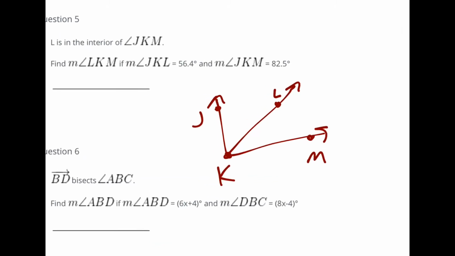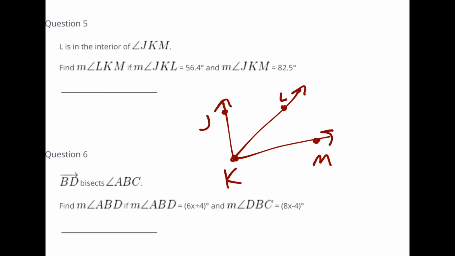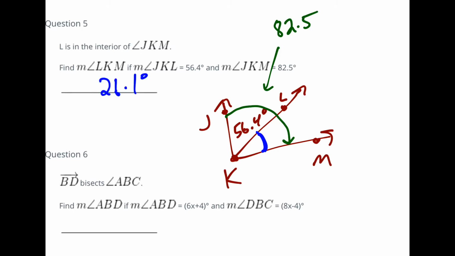Number 5, you have to be careful to label your diagram correctly. This here is 56.4 degrees, but when they give me JKM, that's this entire angle that is going to be 82.5. So if you want to find the missing piece, here in blue, you have to subtract 82.5 minus 56.4. That'll give you 26.1 degrees.